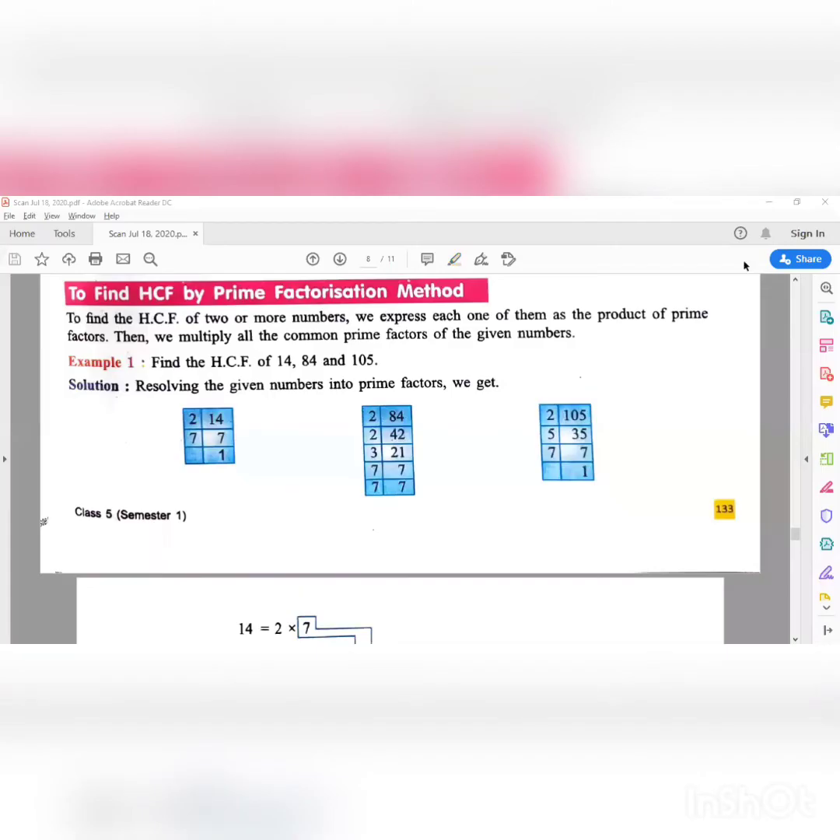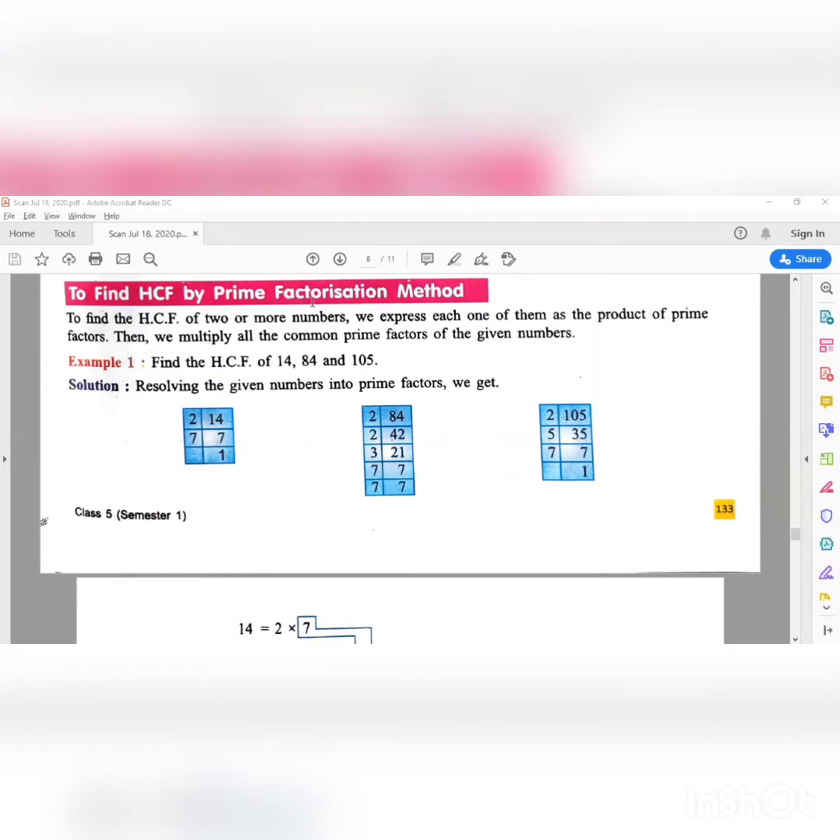Now, let us find the HCF by prime factorization method. As I have explained in the previous topic, what does prime factorization mean? Prime factorization means the product of prime factors. So, to find the HCF for two or more numbers, the first step is that we express each one of them as the product of prime factors. The next step is to multiply all the common prime factors of the given numbers.